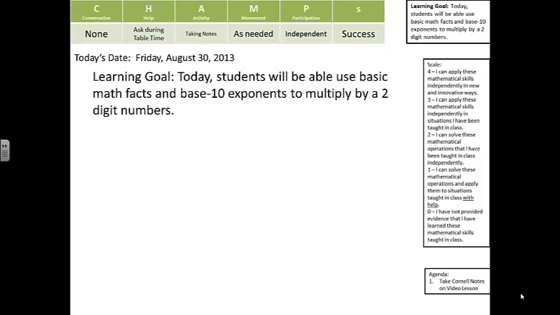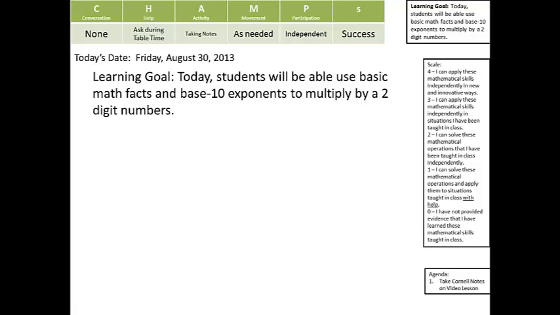Welcome back. We're going to continue taking our notes on base 10 exponents. If you haven't done so already, go ahead and pause the video and take out your graph paper. Make sure you have your lines on there for your Cornell notes. And once you have that done, copy down today's learning goal into the top section of your notes.